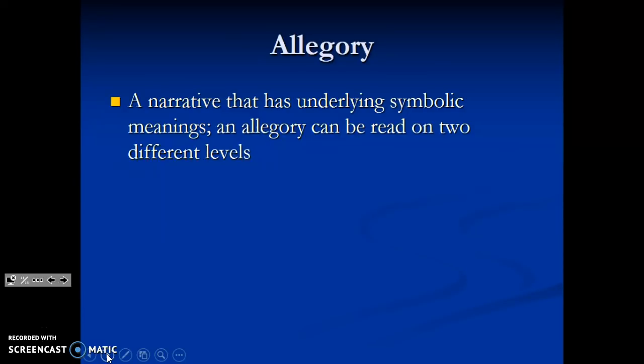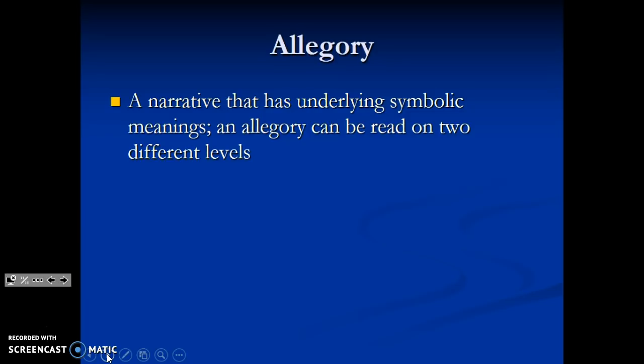Okay, and then these are literary terms that we need to know. I'm going to talk about these out of order, and you can fill them in at the bottom of the handout, your notes sheet. Let's talk about allegory first. Animal Farm is an allegory, which is a narrative that has underlying symbolic meanings. An allegory can be read on two different levels.